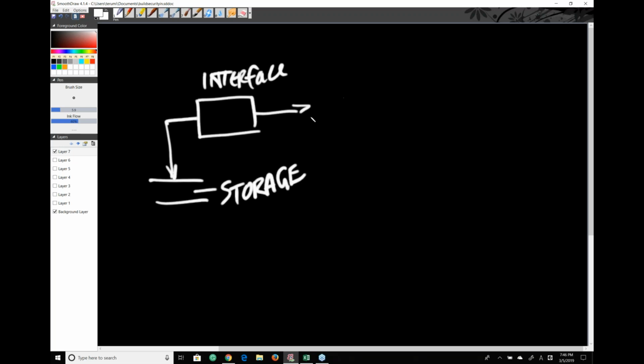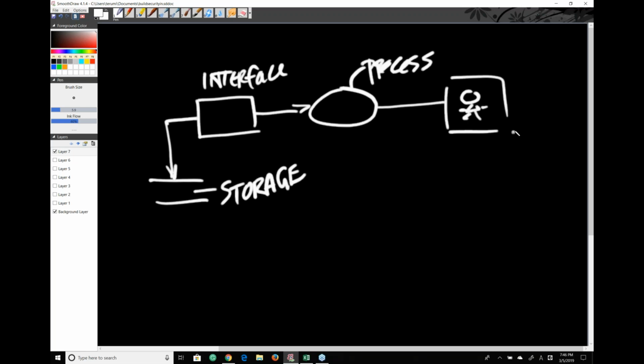Which interfaces with some process, okay? And so this may have some accessibility by a person, right? So there's an interface again. Okay. So you say, where does the data go? So there's a data flow, like that. So you have the process, you have the interface, you have external storage. Very simple. Sorry, it's a very simple diagram.